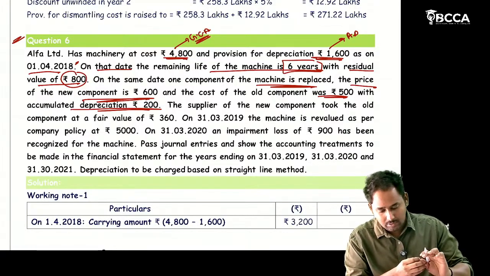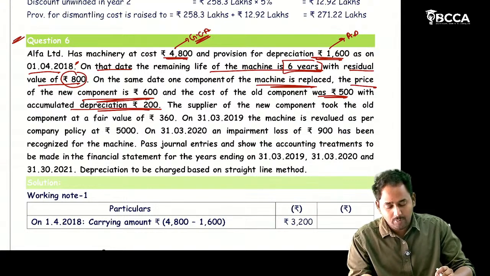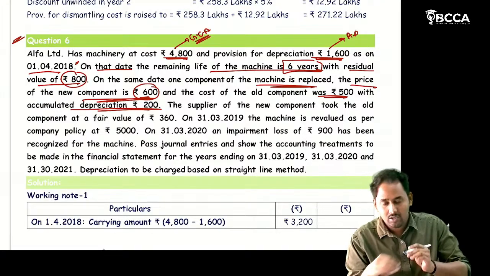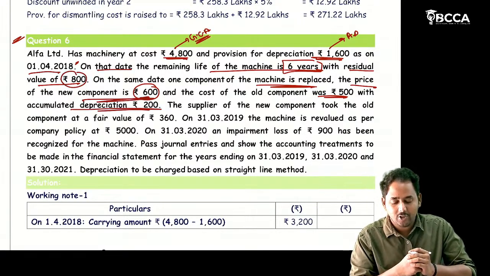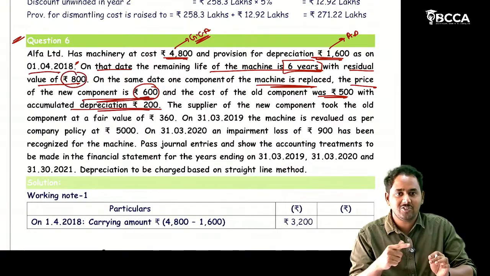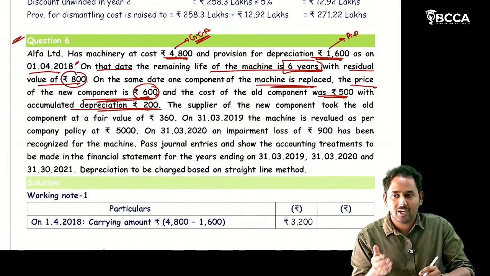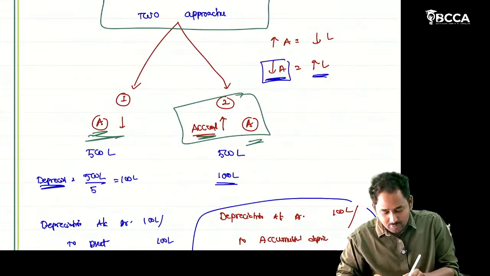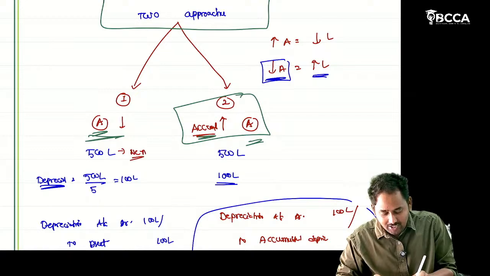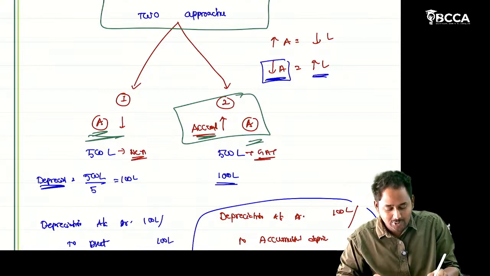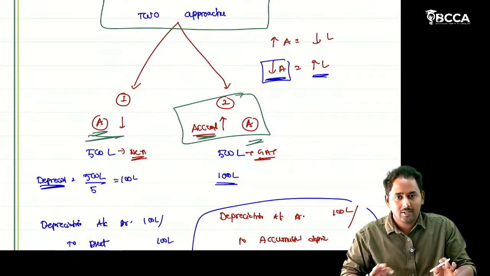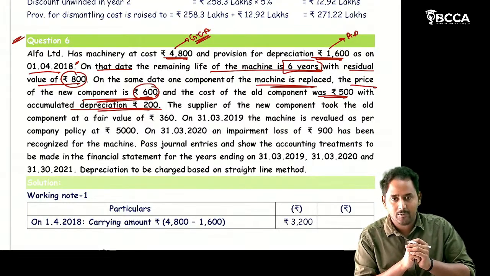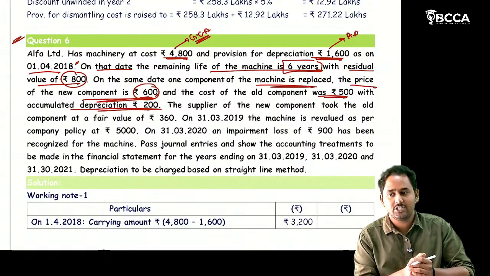Okay. So on the same date, one component of the machine is replaced. The price of the new component is 600. So this is the cost. The gross carrying cost and net carrying cost are the same because there is no depreciation on 600, because we have purchased it today itself. In our example also, this is the net carrying amount, this is the gross carrying amount. Both are the same because the depreciation is 0. In the same way, on the date of purchase the accumulated depreciation is 0.